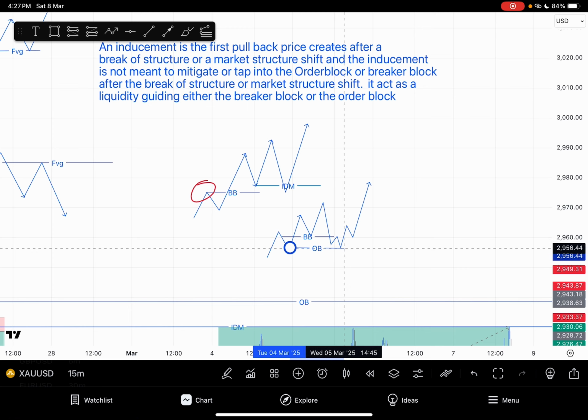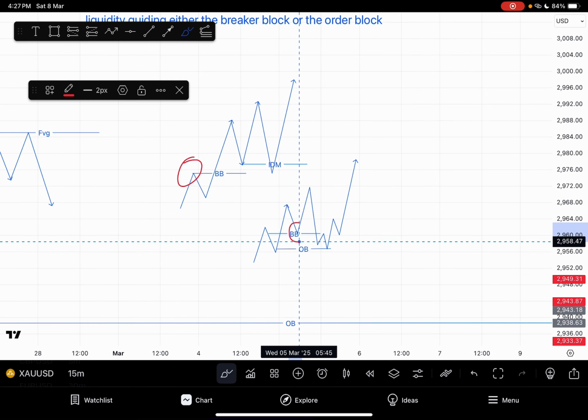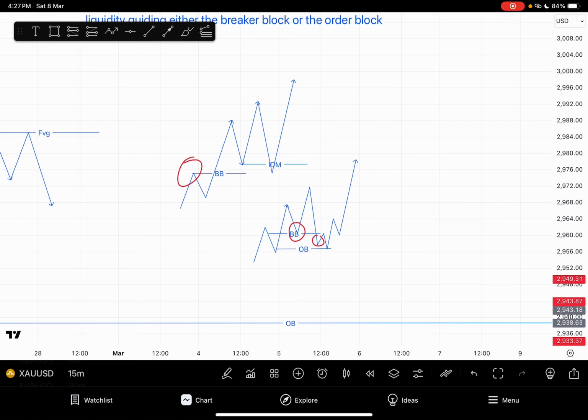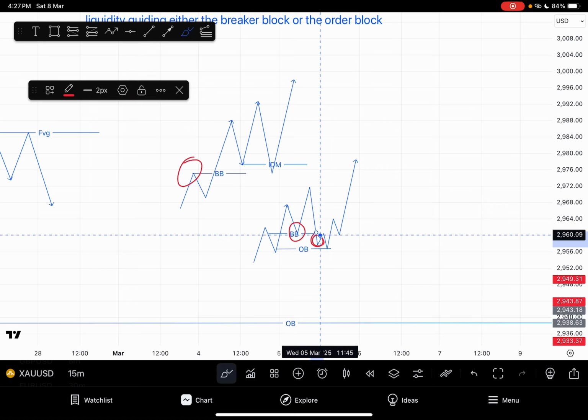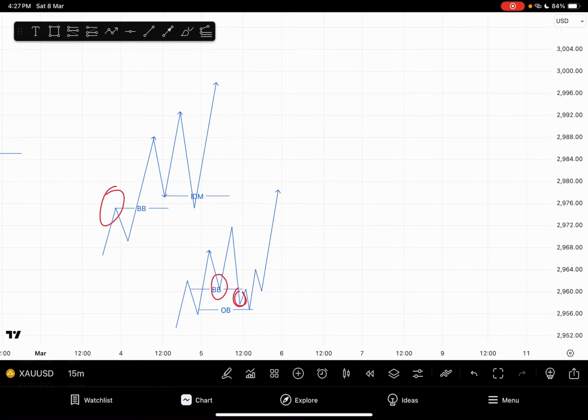So most people will mark this as the inducement, which is the first pullback. Most people will also mark this as the inducement. So me, I prefer marking this second one as my inducement, since there's a valid breaker block. So I will mark this second pullback as my inducement. So this is everything about inducement: the first pullback after a breaker structure or a market structure shift.